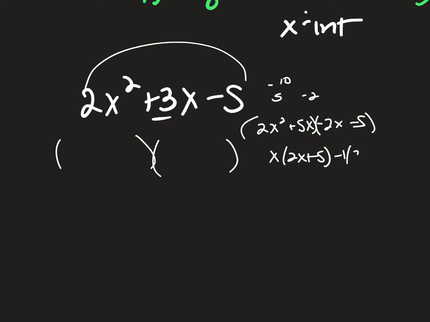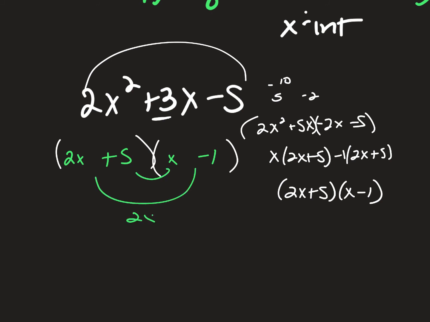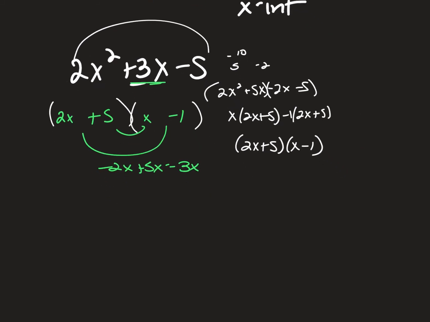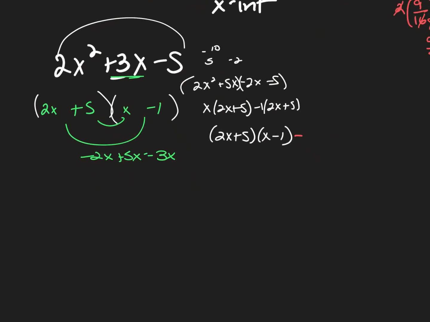Can I take a picture of that? Mm-hmm. And I get 2x plus 5 and x minus 1. Or you could have done trial and error. It would have been factors of 2x squared and then factors of 5, negative 5. One would have been positive, one negative, until you got to 2x plus 5x, which is positive 3x, which matched the middle term. So now I would split and solve these, and I get that my two x-intercepts are negative 5/2 and 1.